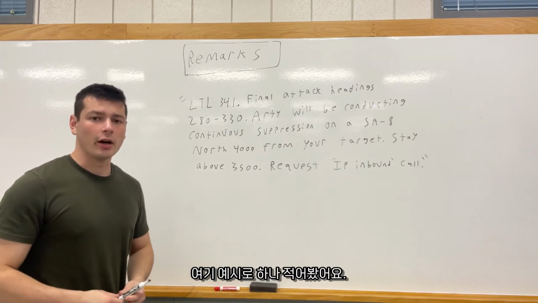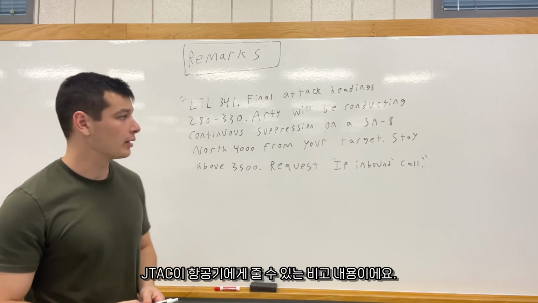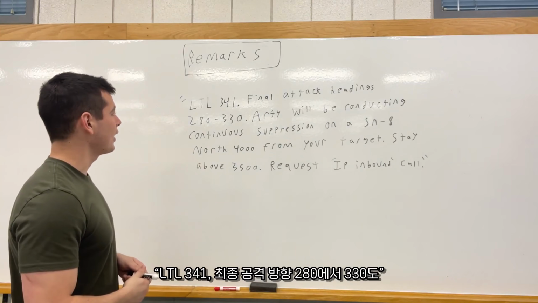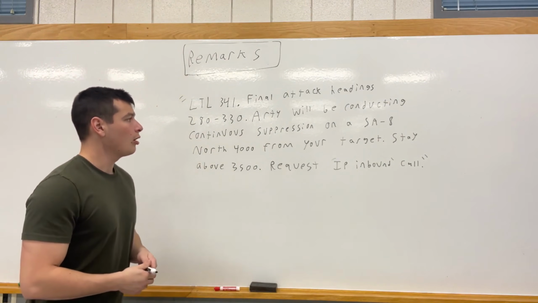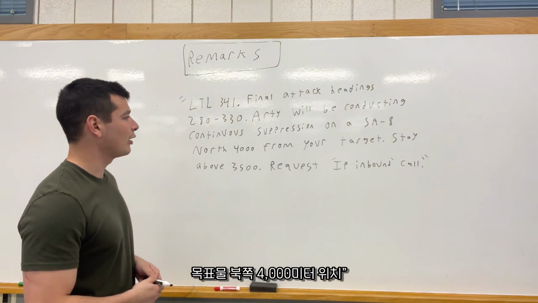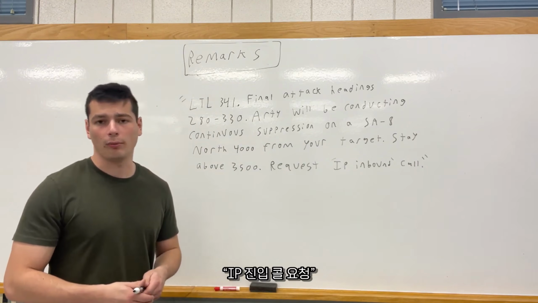So up here I've written an example of a remark that the JTAC might be giving an aircraft. LTL 341, final attack headings 280 to 330. Arty will be conducting continuous suppression on an SA-8 north 4,000 from your target. Stay above 3,500. Request IP inbound call.